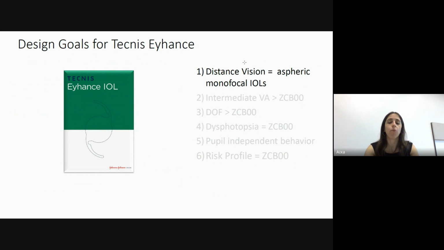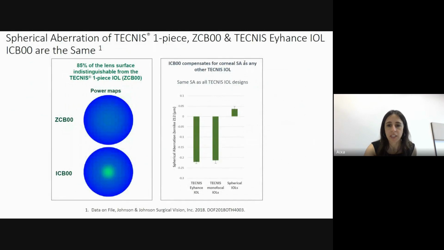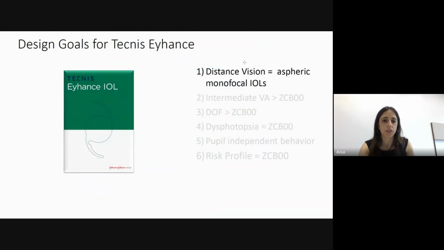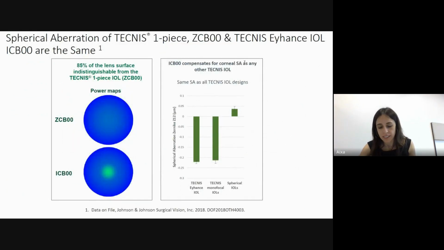So then let's start with how we validate that the lens meets all the design criteria. The first one was to have the distant vision of a monofocal IOL. Something that is particular for Johnson & Johnson is that all the lenses have negative spherical aberration to compensate the spherical aberration of the cornea. A standard monofocal lens, as you can see here, has some value of spherical aberration. We want to keep that correction of the spherical aberration, so when the pupil opens, the lenses still provide very good contrast vision, something that didn't happen, for example, with the spherical lenses, where the spherical aberration is not controlled.